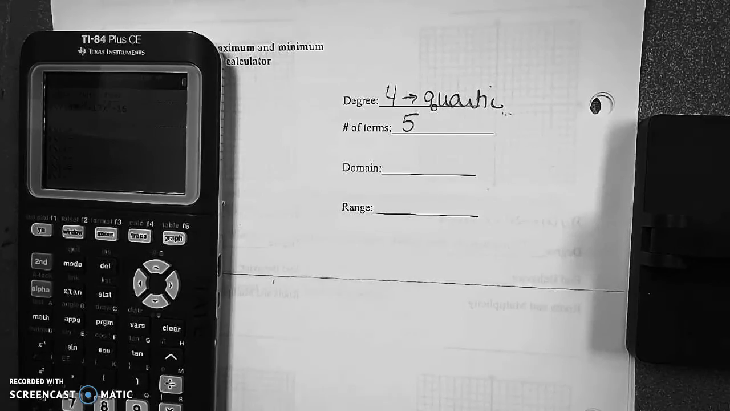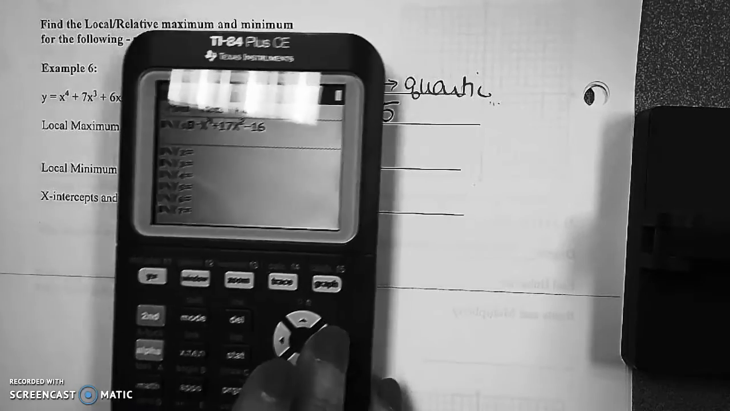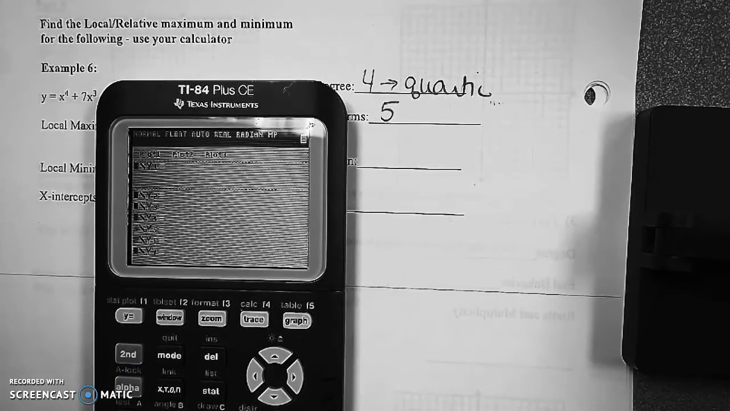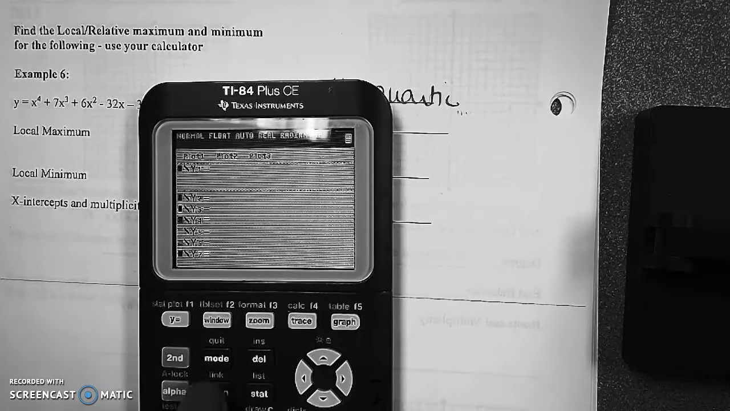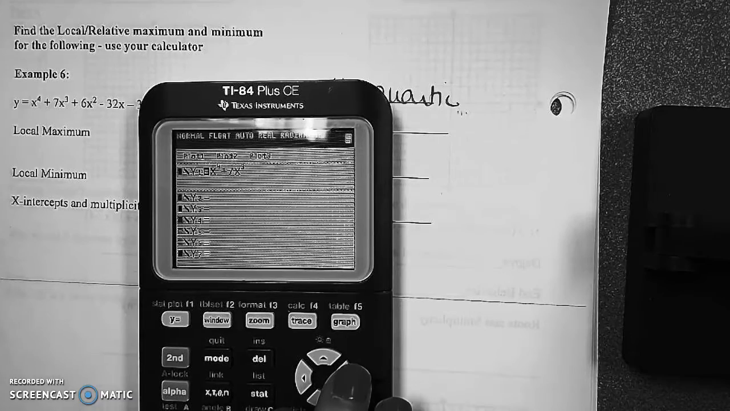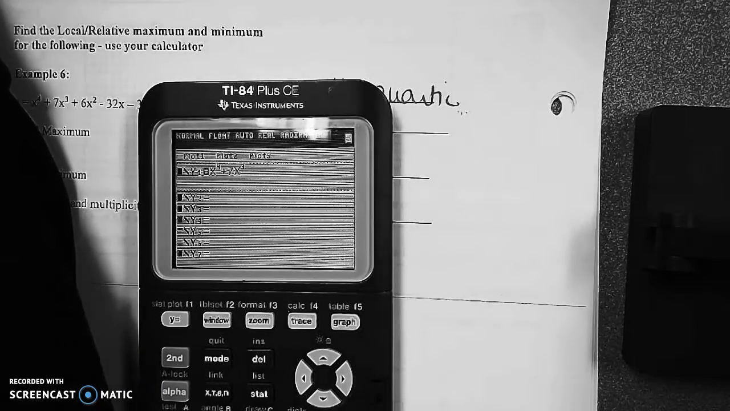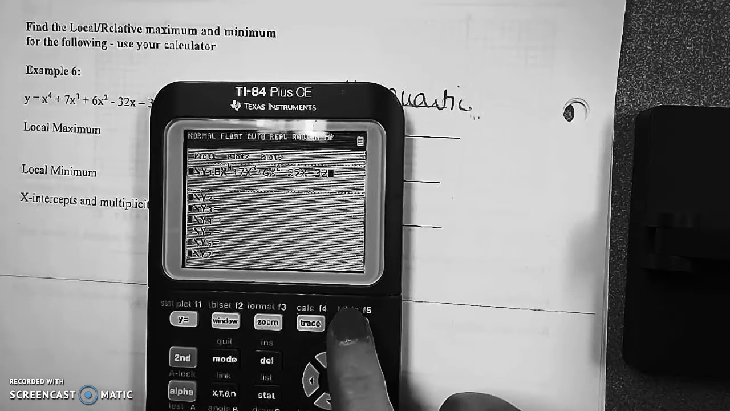So to graph, simply hit y equals. And I'm going to go ahead and clear what's in here, and I'm going to type this function in. So I'm going to have x to the 4th plus 7x cubed and then I have plus 6x squared minus 32x minus 32. And then up here at the top, I can hit graph.